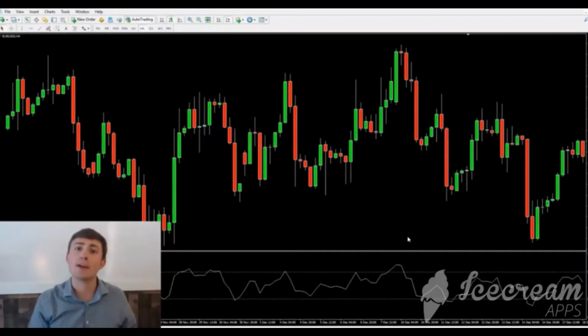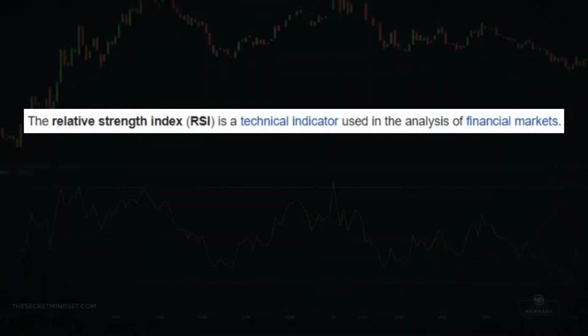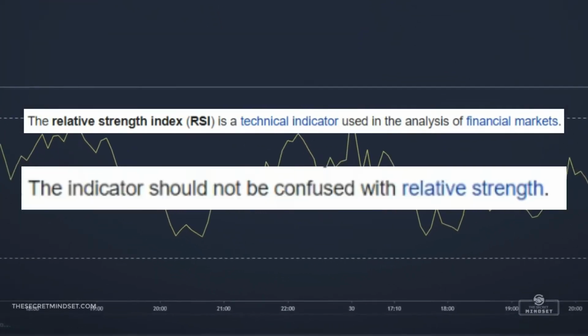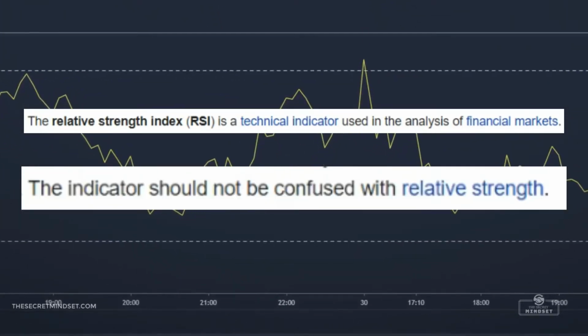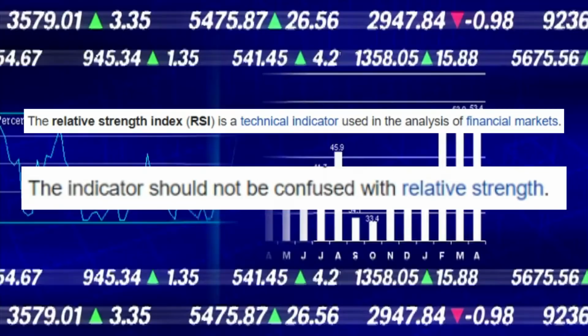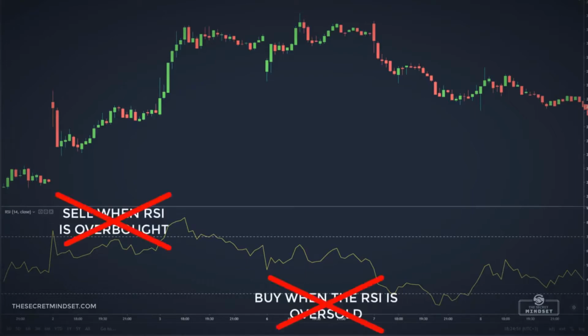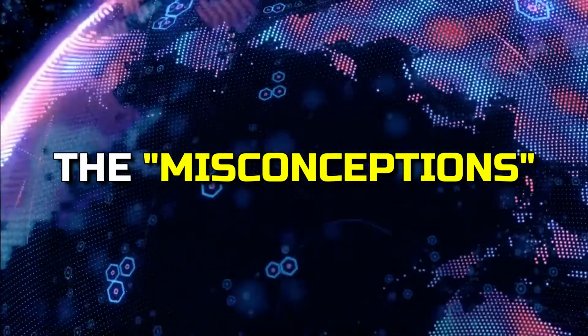It is an indicator, and sometimes people will say you should never trade indicators. They're just kind of a breakdown of price, right? You should just look at price. So like I said, the RSI, the relative strength index, should not be confused with relative strength. You buy when the RSI is oversold, you sell when it's overbought. No, this doesn't work. Not by itself.